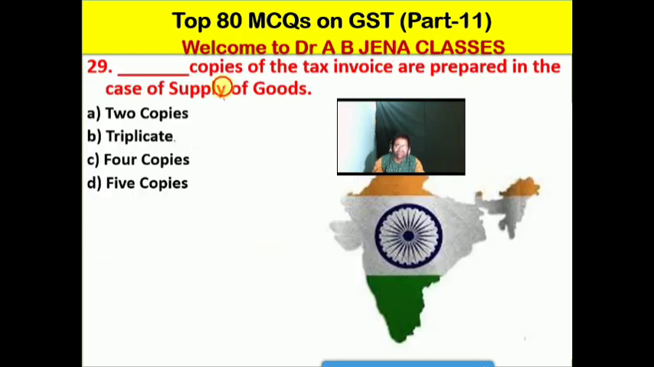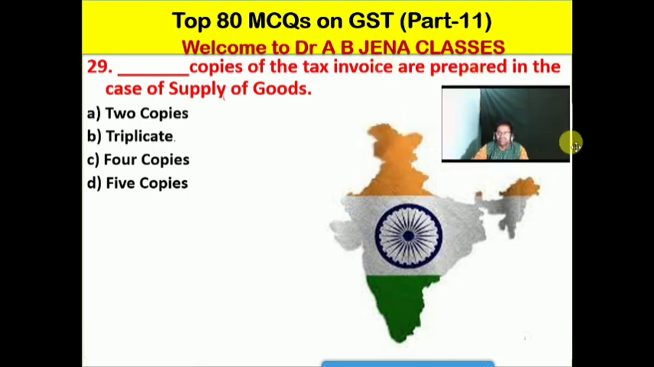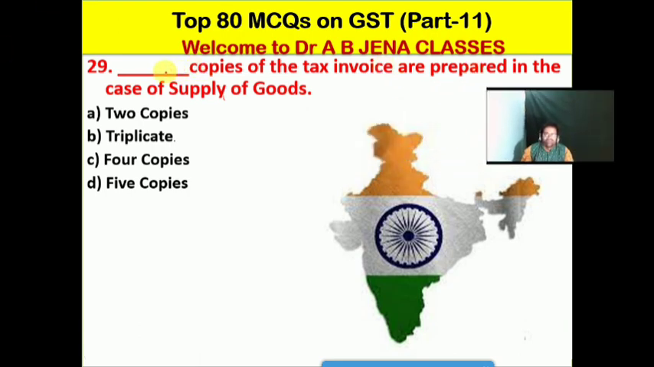Next, we will see how many copies of the tax invoice are prepared in the case of supply of goods. A, 2 copies; B, 3 copies or triplicate; C, 4 copies; D, 5 copies. So friends, B is the right option for this MCQ. 3 copies or triplicate copies of the tax invoice are prepared in the case of supply of goods.